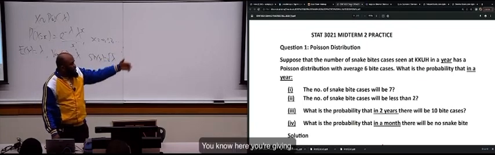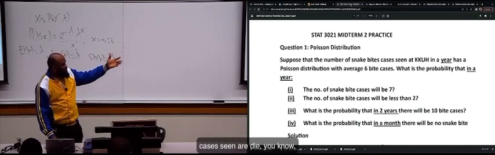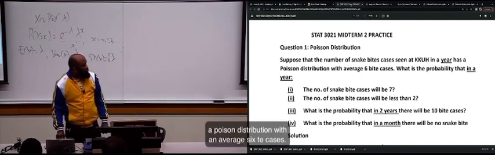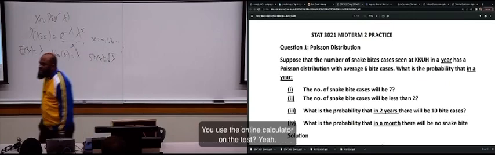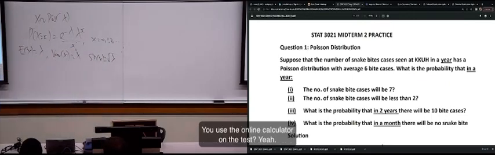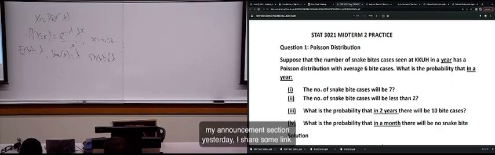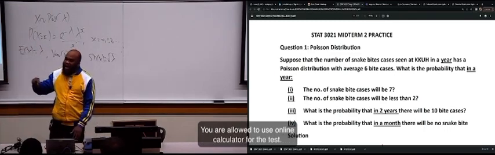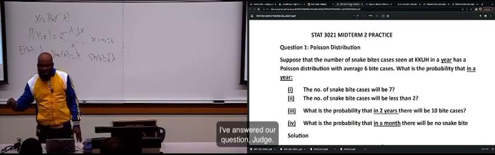Here you're given: suppose that the number of snake bite cases seen in a year has a Poisson distribution with an average of 6 bite cases. Go ahead. Can we use the online calculator on the test? Yes, because if you check my announcement section yesterday, I shared some links. You are allowed to use an online calculator for the test. Have I answered your question?